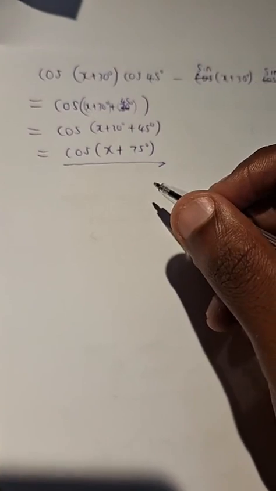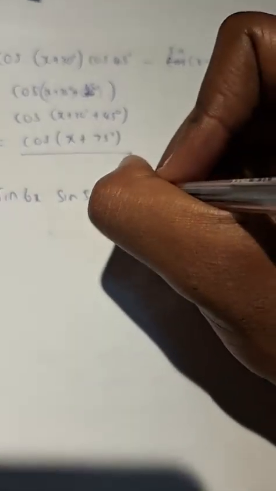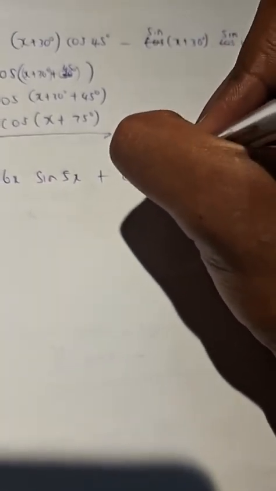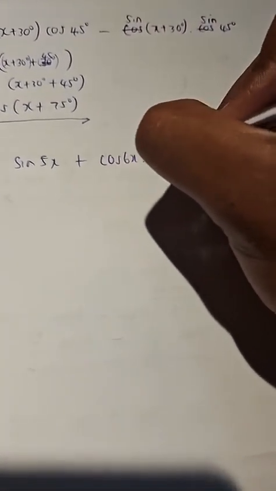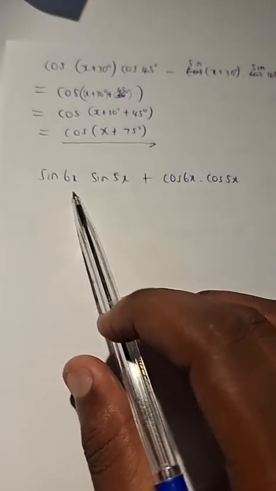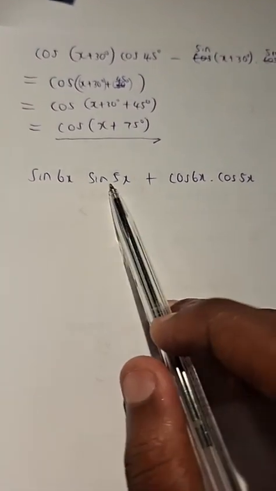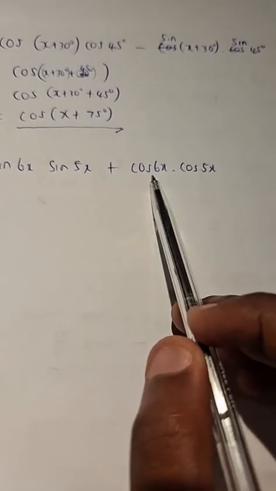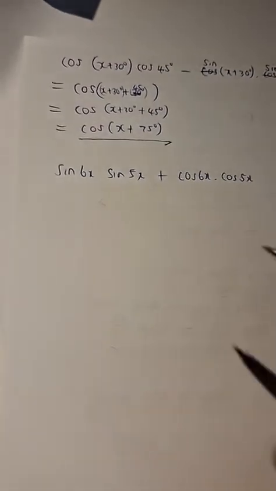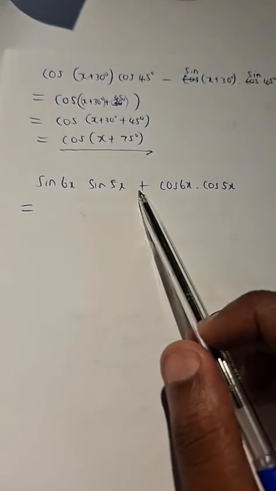I'm still getting some of the basics out so that people can see these basics. It's very important. All right, let's check this one out. Sine 6x sine 5x plus cos 6x cos 5x. If you look at this one, guys, sine 6x sine 5x plus cos 6x cos 5x, we need to write this as a single trigonometric ratio.